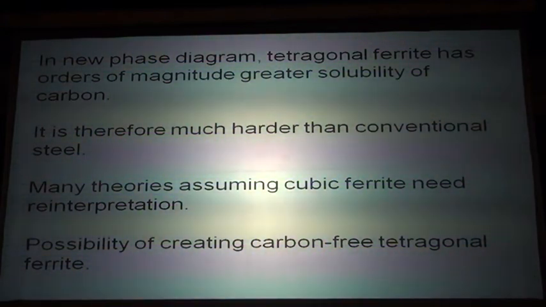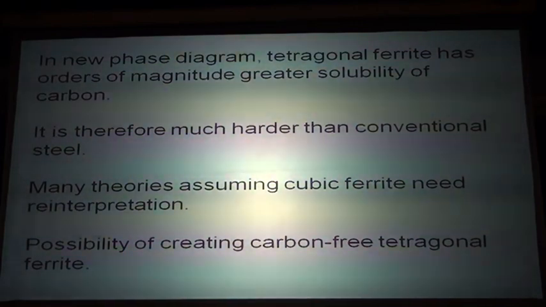And what I really would like to do is to create carbon-free tetragonal ferrite in order to check this equilibrium without the presence of carbon. Now, if you go back to work done in the 1940s by Russian scientists on the martensite transformation in iron-aluminium alloys, they were obtaining tetragonal martensite in the absence of carbon. So we are going to look at that system to see whether we can do further confirmation experiments. So I'll finish my story there.